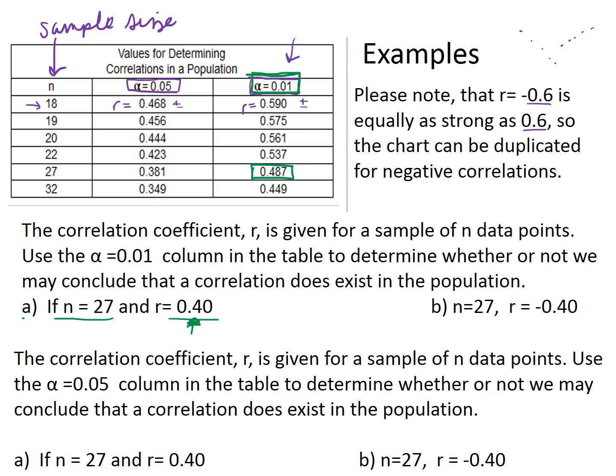So what we need is R to be 0.487. That's what this chart tells us, right? In order for there to be a correlation with a sample size of 27 and an alpha of 0.01, we need the correlation to be 0.487, but we don't. The correlation for our data set is 0.40. So no, because 0.40 is less than what we need, which is 0.487.